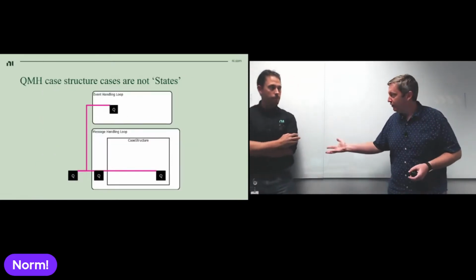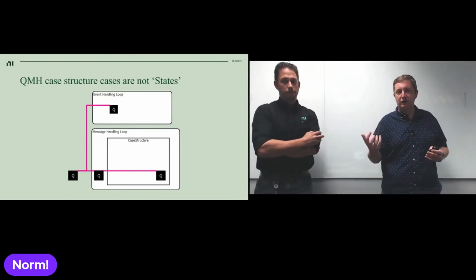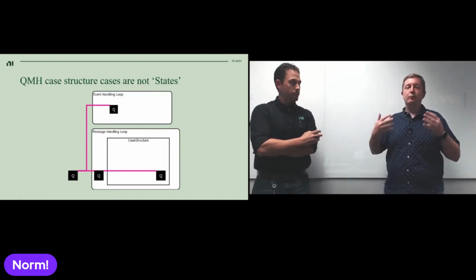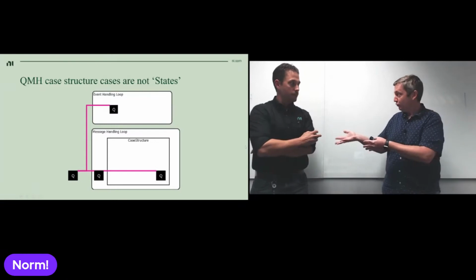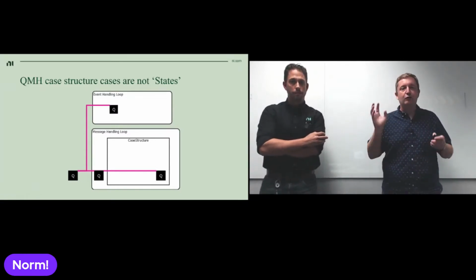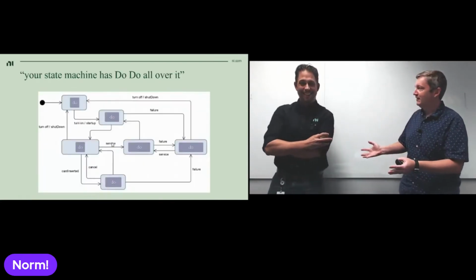Similarly, like Norm said earlier, you'll hear LabVIEW programmers refer to the different message frames of a QMH as states. That is also wrong. Those are messages. We are telling the code to do something, and then we're doing something, going back to your do example. So again, also not a state machine. Norm, can you tell us, what is a state machine?